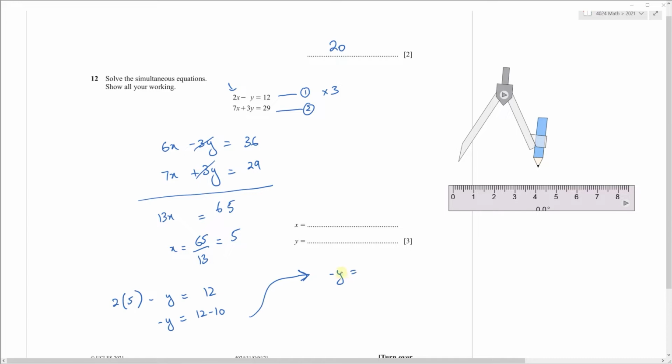Minus y will be equal to 12 minus 10, which is 2. Y will be equal to minus 2. So your value of x is 5 and your value of y is minus 2.